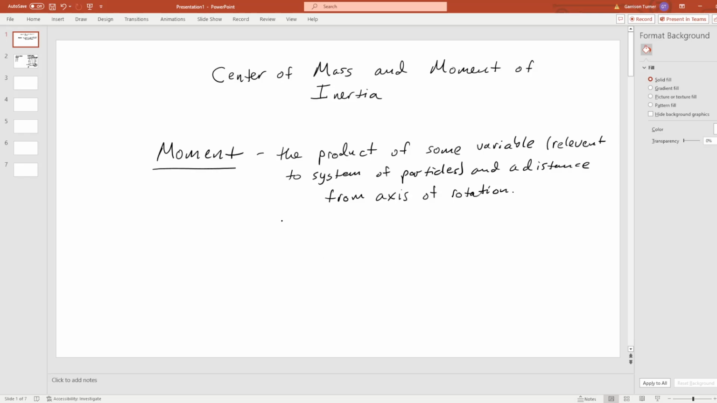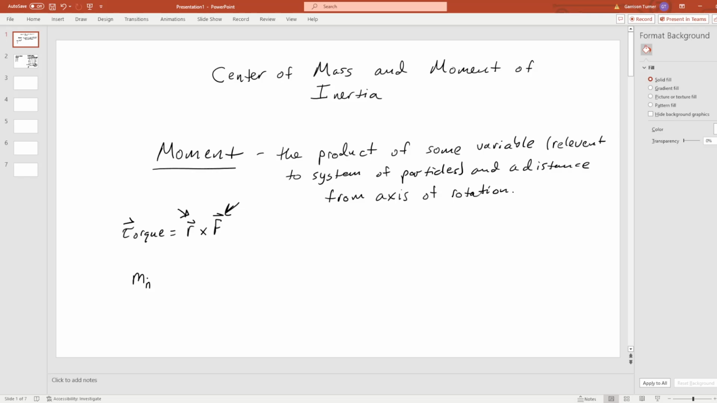But with that in mind, torque is a moment because it is defined as r cross F, which is some distance about an axis of rotation multiplied by some variable relevant to your system, in this case, the force that's applied to it. Okay. But then you have moments that are of this form.